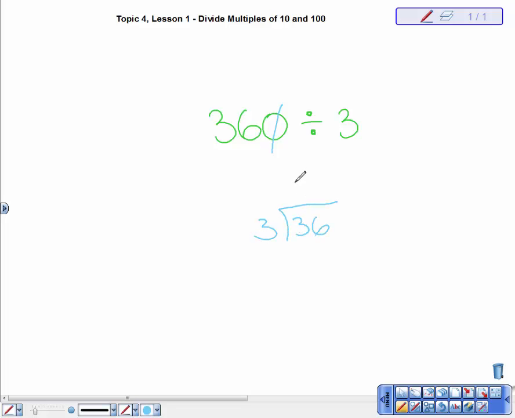Let's see, 3 goes into 3 one time. That equals 3. If I subtract it, I have no remainders. Bring down my 6. 3 goes into 6 two times. If I multiply that, I get 6, and I have no remainders. So 36 divided by 3 equals 12. To finish this problem off, I have to give that 1 zero back. And now 360 divided by 3 equals 120.